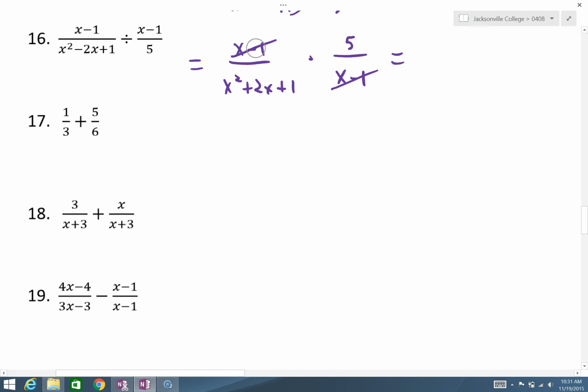Remember, when we say cancel, we mean divide to leave 1, really. x minus 1 goes in x minus 1 one time. There's a 1 remaining. So 1 times 5 is a 5 in my numerator. 1 times this is just that quantity, x squared plus 2x plus 1. That is your best answer on number 16.